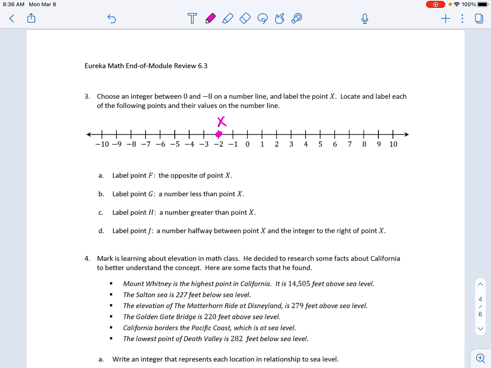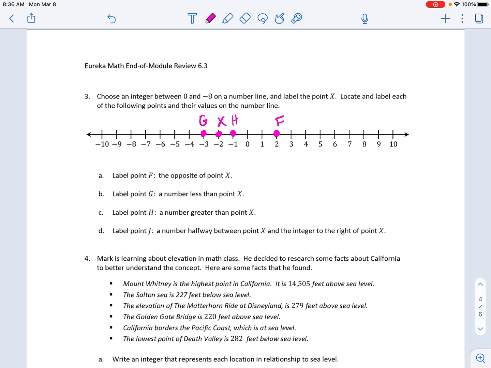Says label point F, the opposite of point X. Okay, so that's going to be +2. Then it says label point G, a number less than point X. Okay, so a number less is going to be smaller, so this is going to be -3. That's G. Label point H, a number greater than point X. So a number greater would be -1.